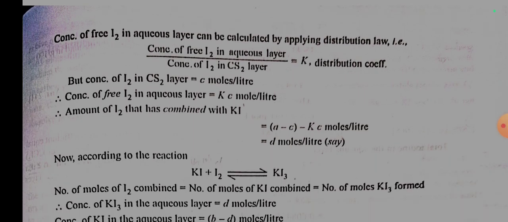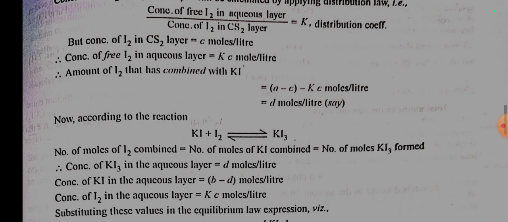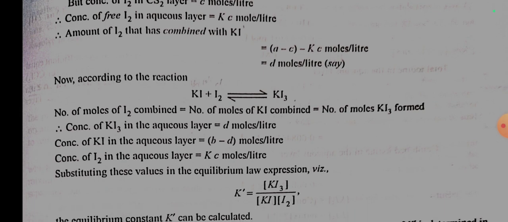Concentration of free I2 in aqueous layer can be calculated by applying distribution law. That is, concentration of free I2 in aqueous layer upon concentration of I2 in CS2 layer is equal to K. But concentration of I2 in CS2 layer is equal to C moles per liter. Concentration of free I2 in aqueous layer is equal to KC moles per liter. Amount of I2 that has combined with KI is equal to A minus C minus KC moles per liter, that is D moles per liter.